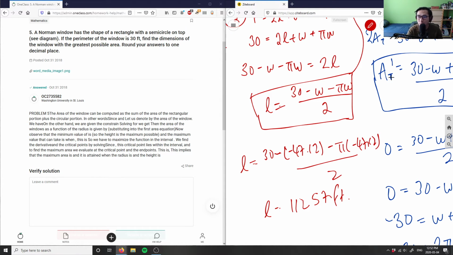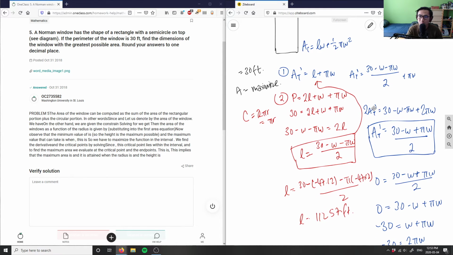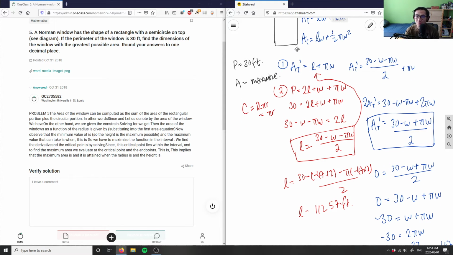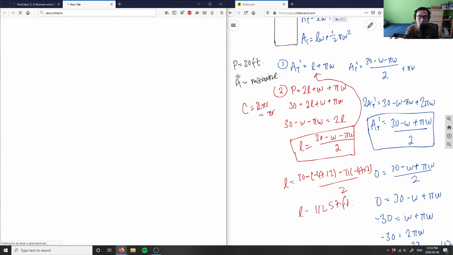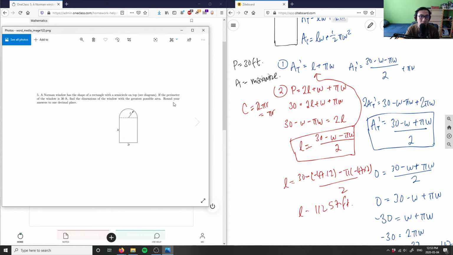So let me double back and see if we made some errors. I set up my equation, I found the derivative. Let me see if I drew the diagram correctly. Let me download this image, I just want to see if this is the correct image. Just give me a second here. This is the correct image, so that makes sense.